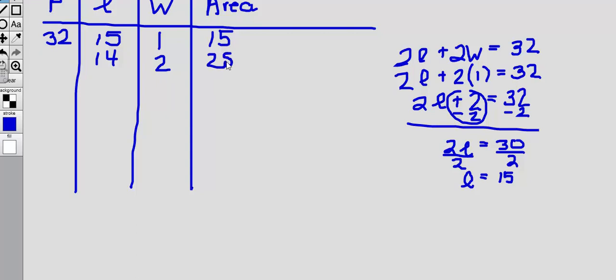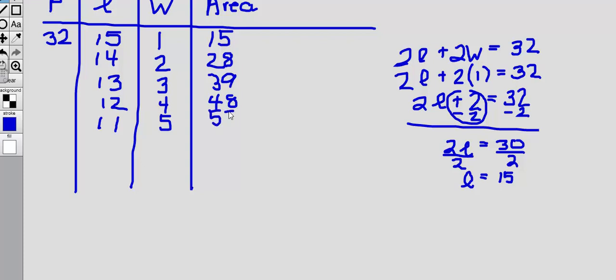Now you might see a pattern here. 1, 2, 3, 4, 5, etc. And isn't this just going down 1? 15, 14, 13, 12, 11, and so on. Now if we continue filling in the areas, 13 times 3, to get the area would be 39. This would be 48. 55.